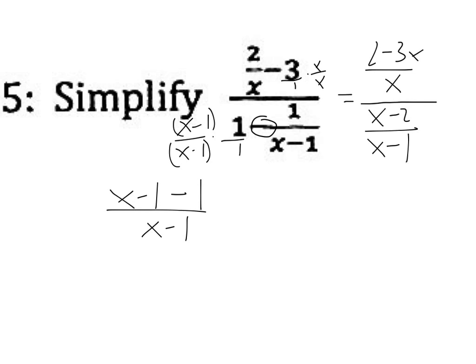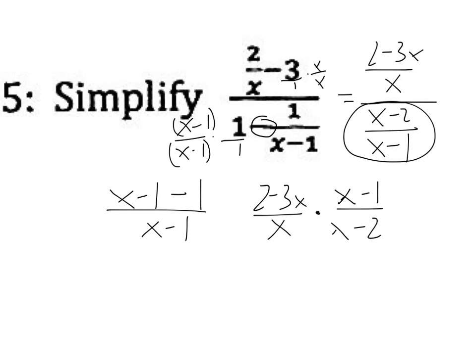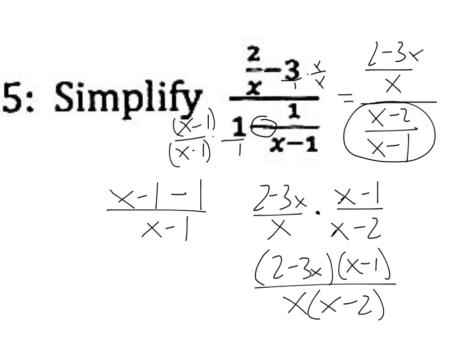Okay, so I combined those fractions. Now, instead of dividing fractions, we multiply by the reciprocal. So I'm going to do 2 minus 3x over x times the reciprocal of this bottom fraction, x minus 1 over x minus 2. Nothing factors, nothing cancels. That means my final answer is just multiplying these things together. So I would put 2 minus 3x next to x minus 1 over x minus 2. And there you have it. All right.